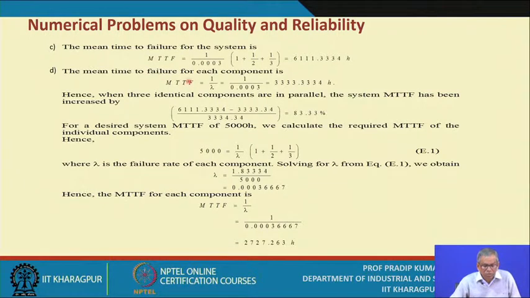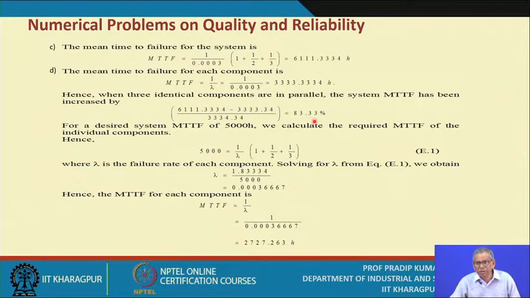Mean time to failure for each component is 1 upon lambda. So 1 upon 0.0003 is 3333.3334 hours. Hence, when the 3 identical components are in parallel, the system's mean time to failure has been increased by 83.33%.